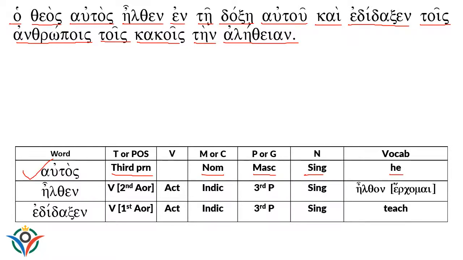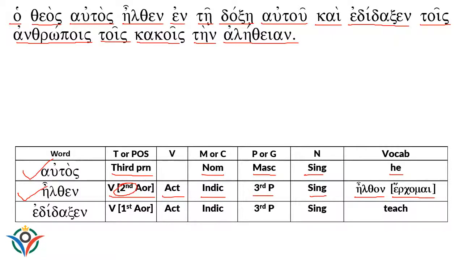Then we've got eilthen, which you should recognize from your vocab. This is a verb, it's a second aorist. So notice that I am very specific about what type of aorist it is. A second aorist, indicating that it is a stem change. It's an active voice, indicative, third person singular. And the vocab, it comes from eilthon, and its lexical source is erkamai. All right, so you need to know that erkamai is its lexical source, which means I come or I go. And in the second aorist, it becomes eilthon.